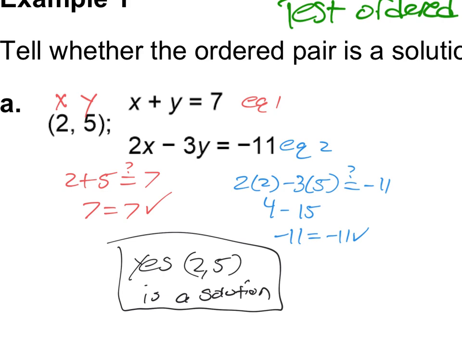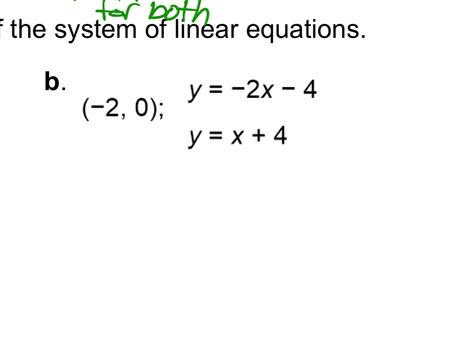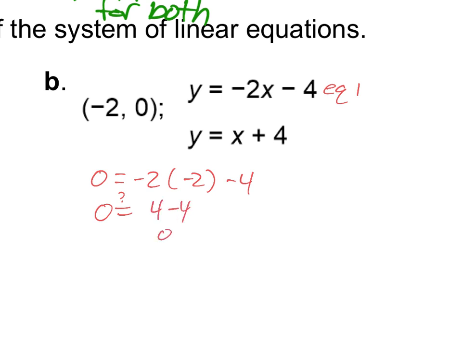All right, let's go ahead and go over to example 1b. We'll do the same thing here. We'll have equation number 1. So let's go ahead and do that one. 0 equals negative 2 times negative 2 minus 4. So we want to know, is 0 the same as, well, negative 2 times negative 2 is positive 4. 4 minus 4 equals 0. So that one worked.